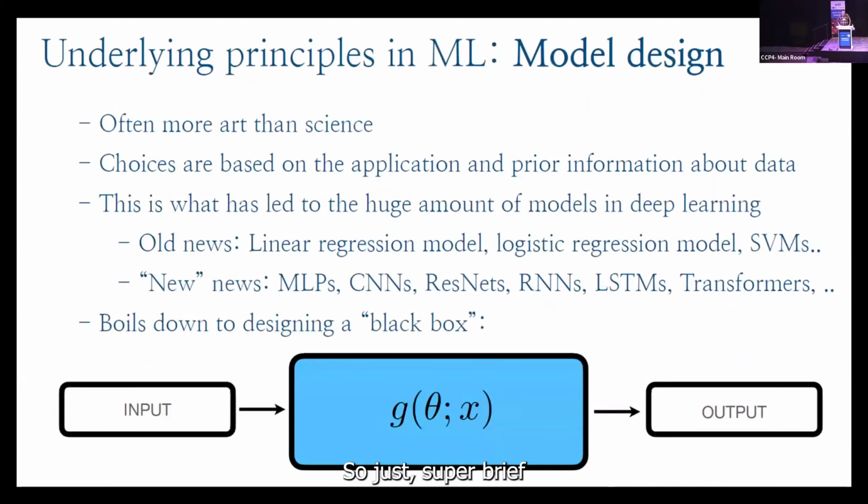So just a super brief introduction to machine learning. Our goal is to define this black box. We have an input and a desired output, and we needed to design a function that can get us from one to the other.